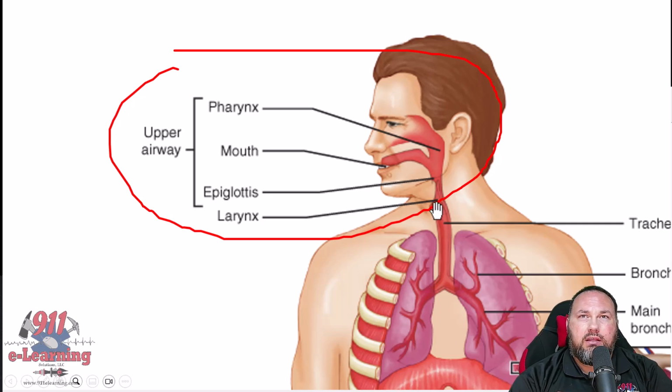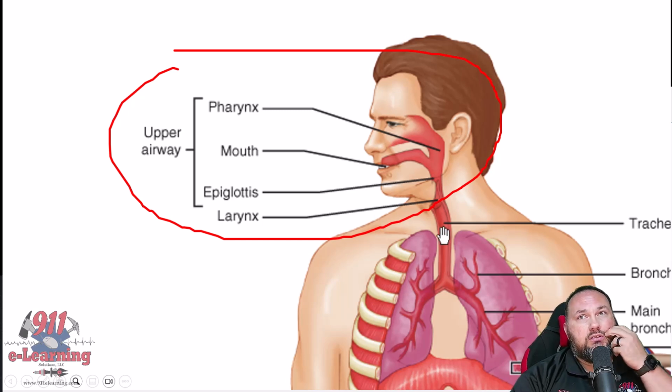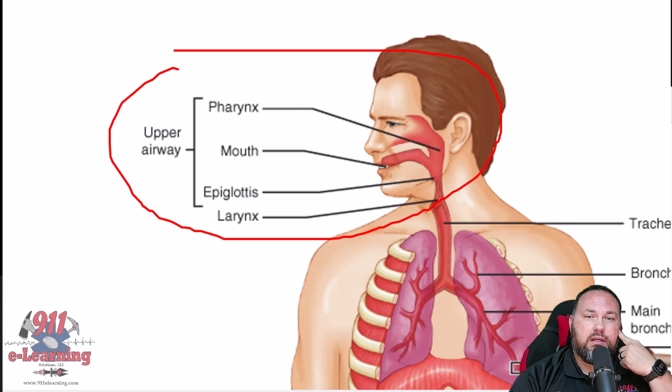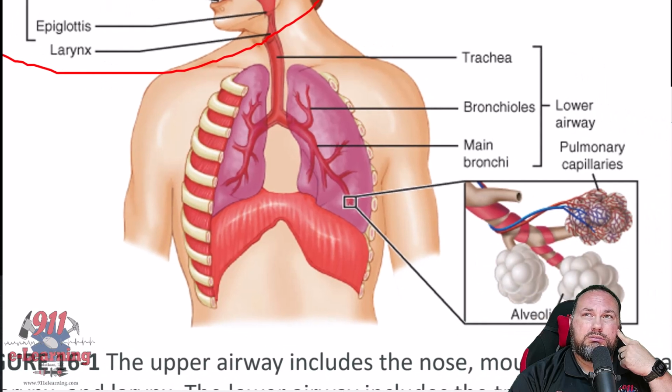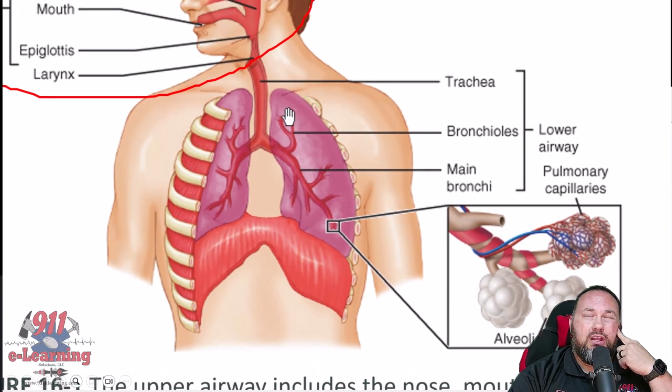Then you get down past the epiglottis, which prevents food from going into the trachea, and then once you get past the larynx, which is your voice box, you get down into the trachea, which then becomes your lower airway. The lower airway consists of the trachea, which is this area, and splits off into the right and left main stem bronchi, and then you get down into the bronchioles that split off into the lungs and eventually end up in the alveoli, where your arteries and veins meet.